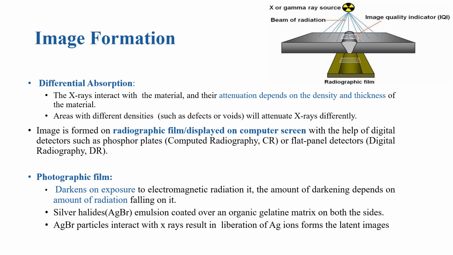The conventional photographic films used for this purpose are made up of silver halides. This material darkens on exposure to electromagnetic radiation. The amount of darkening depends upon the amount of radiation falling on it. The commonly used silver halide is silver bromide. The silver bromide particles interact with the X-rays, resulting in liberation of silver ions to form latent images.